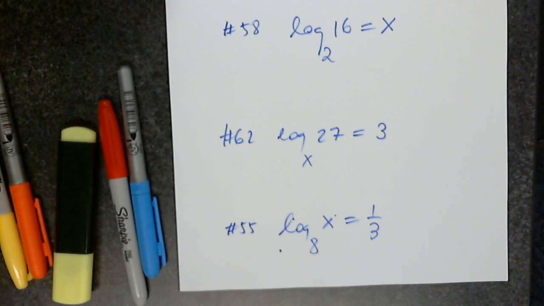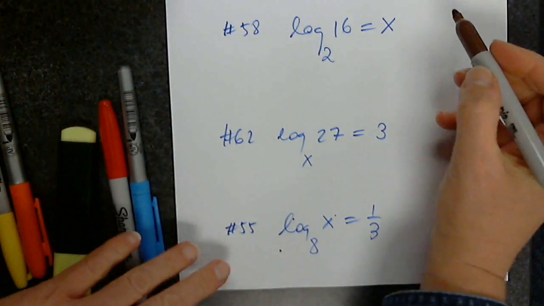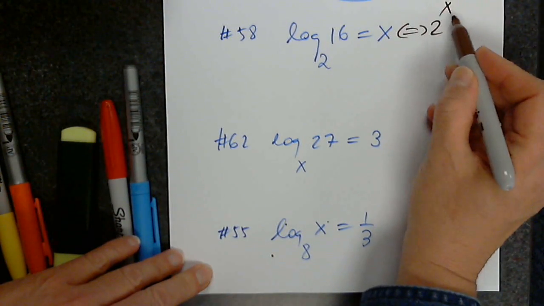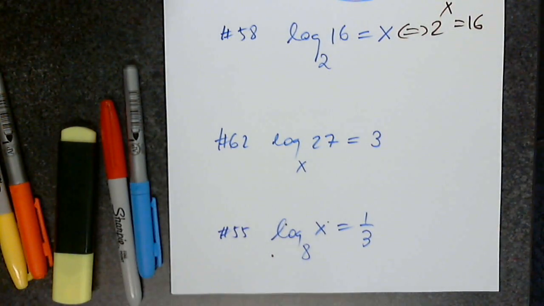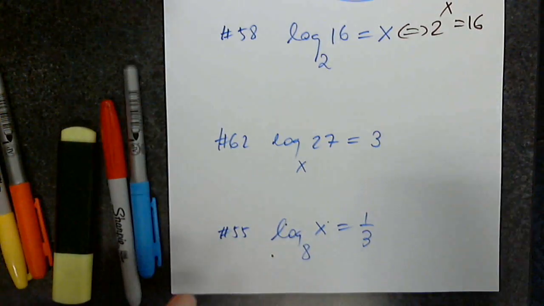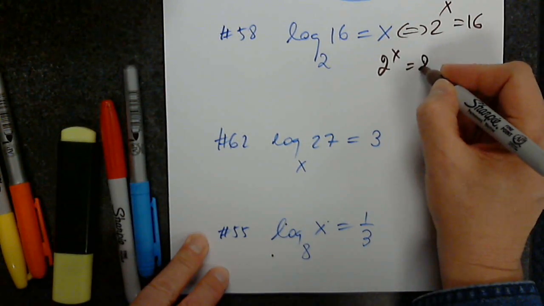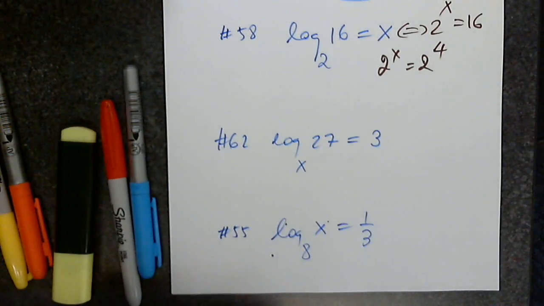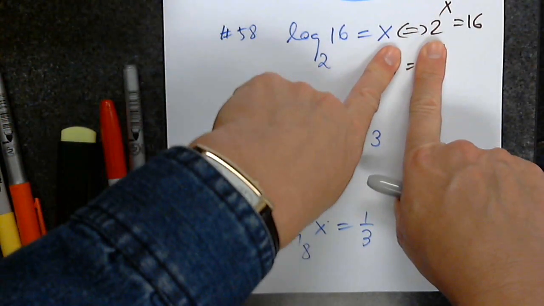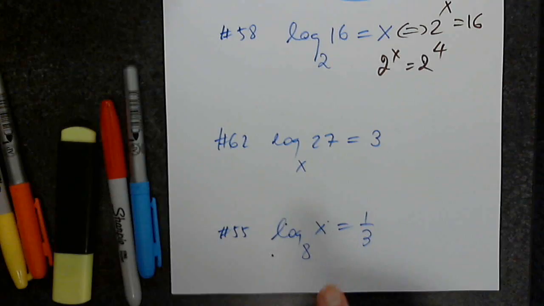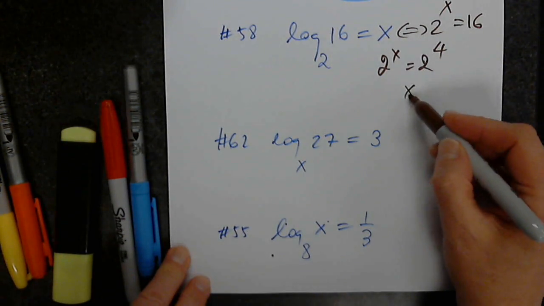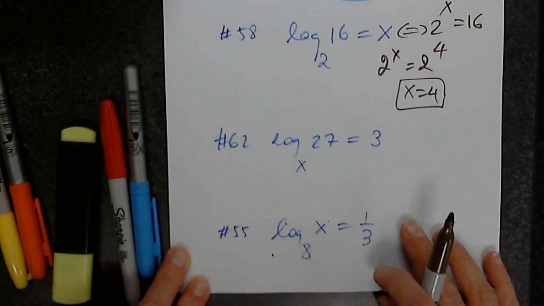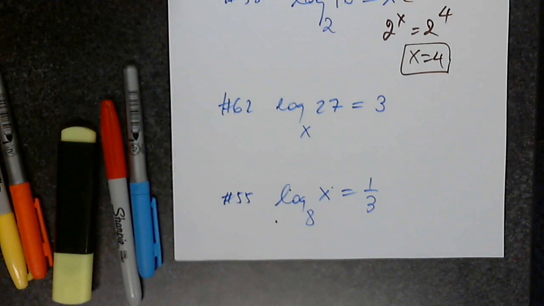Can anyone help with 58? Can I present both sides with the same base? Yes. So then 2 to the x equals 2 to the fourth. Two numbers are equal, and they have the same base. How much is x? Good.